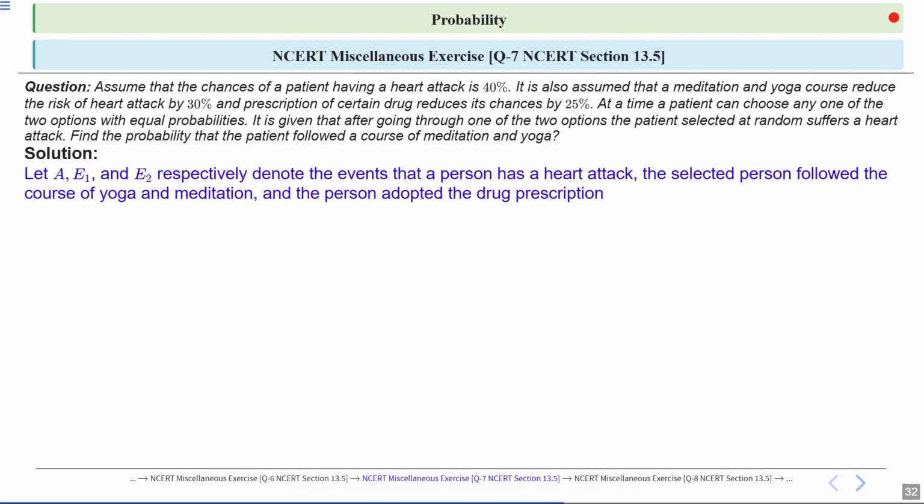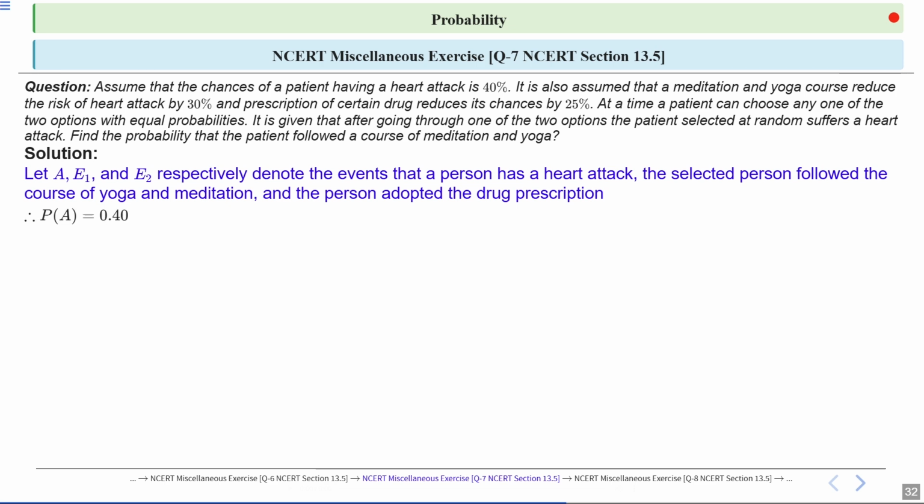First, let A be the event of having a heart attack, E1 the event of following yoga and meditation, and E2 the event of adopting a drug prescription. These events are used to analyze conditional probabilities such as probability of A given E1 and probability of A given E2, to understand how different interventions affect the likelihood of a heart attack.